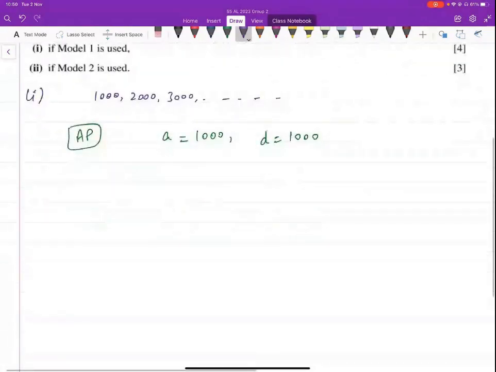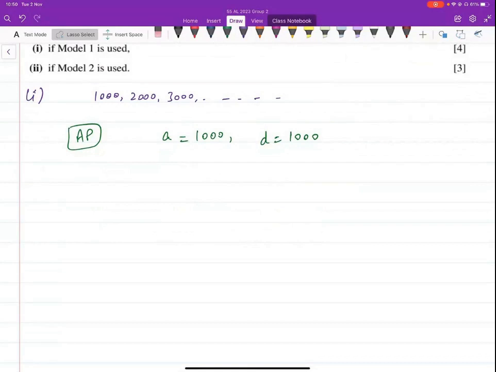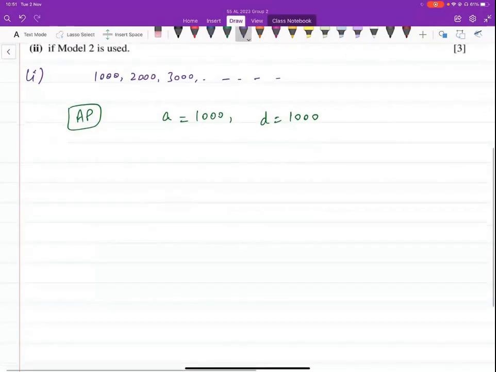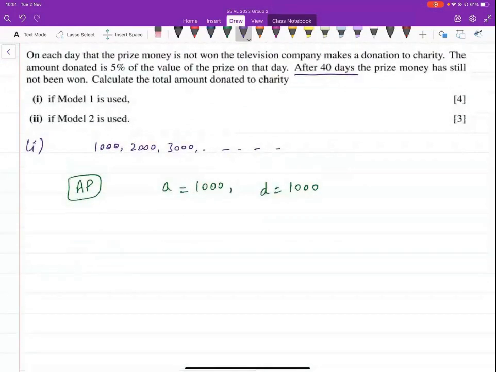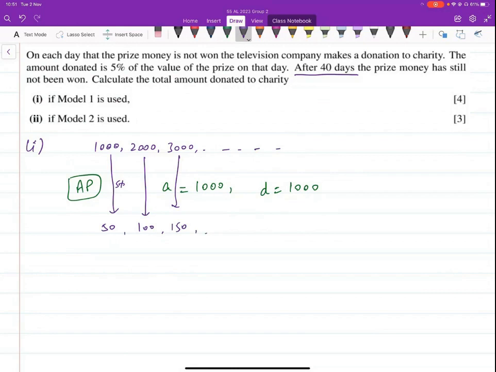What is happening every single day? 5% donate kar rahe hain. Now, there could be two ways of thinking about this. You could calculate 5% for every day separately, right? For example, 1,000 ka 5% kya hoega? 50. 5% of 2,000, that will be 100. 5% of 3,000, that will be 150. So you get another AP from that. You can add all of them up for the 40 terms, for the 40 days. Does that make sense? So that's one idea.